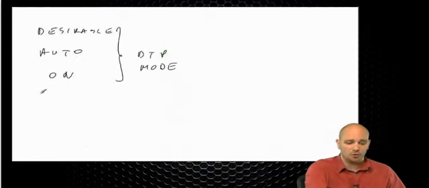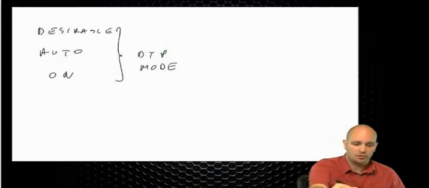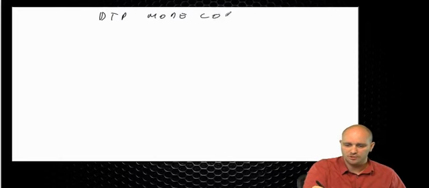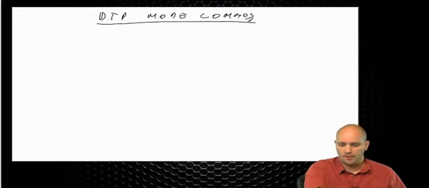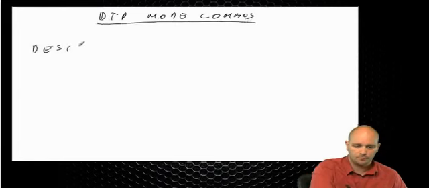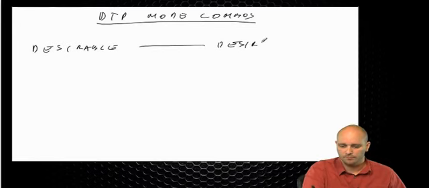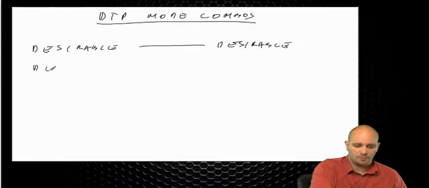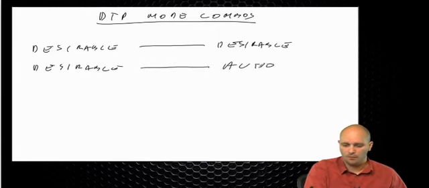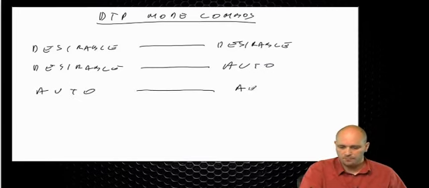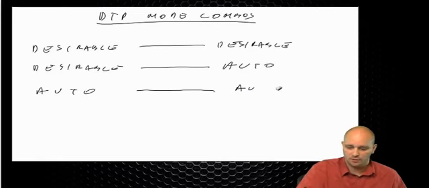Now, given that the encapsulation is matched, that the trunk will form based on this table, let's see which of these modes are going to result in an operational trunk. So what are the possible combinations? Let me see, DTP mode combinations. So we have desirable and desirable. We have desirable and auto. We have auto and auto. Oh, sorry, I think I'm missing one, so let me just delete this very quickly.